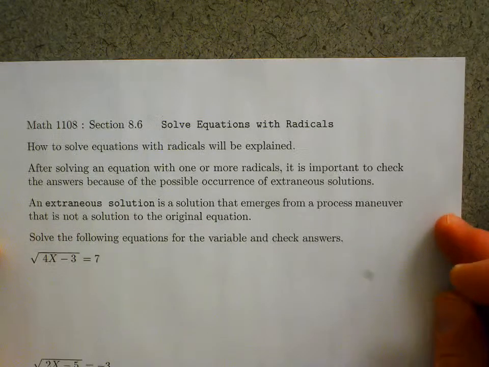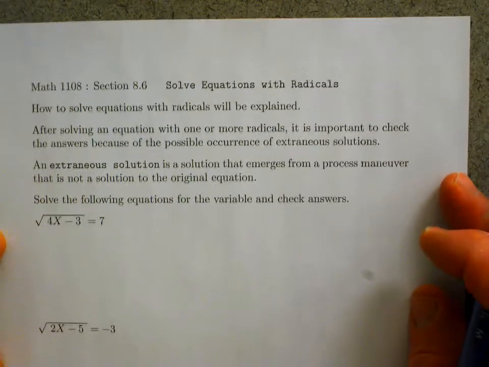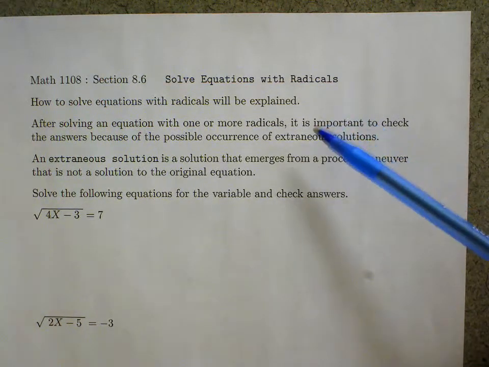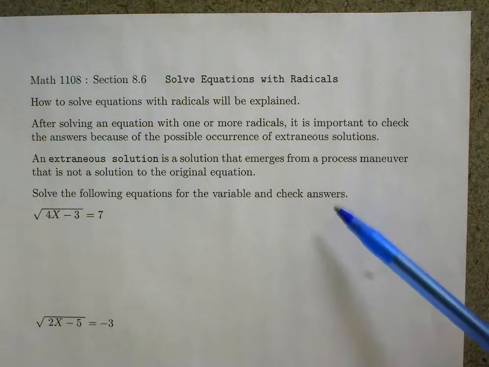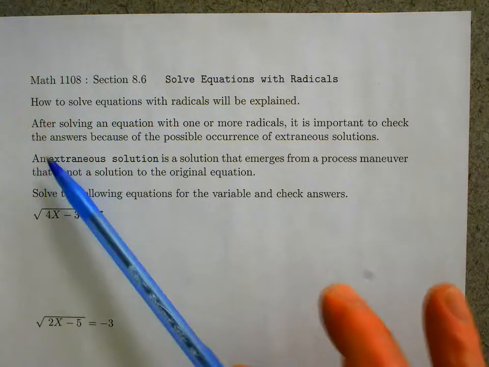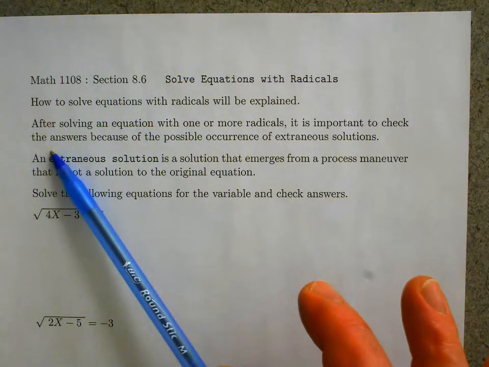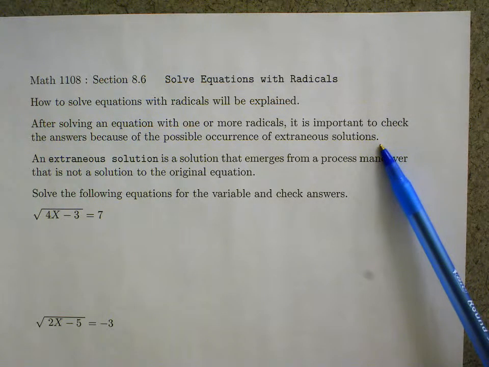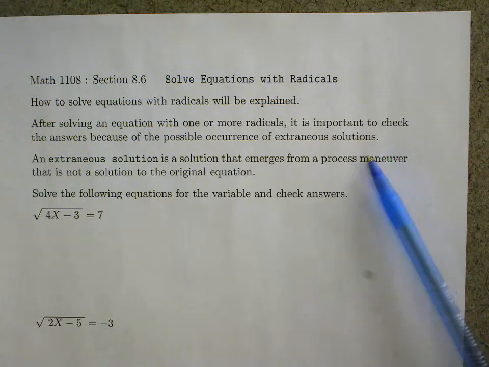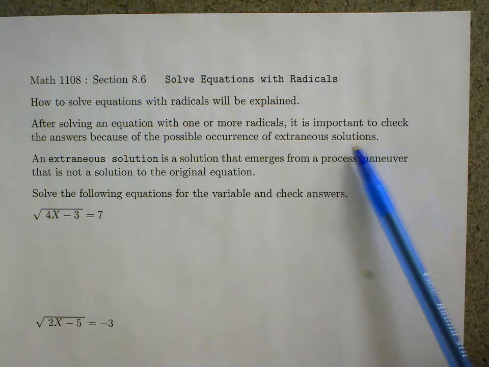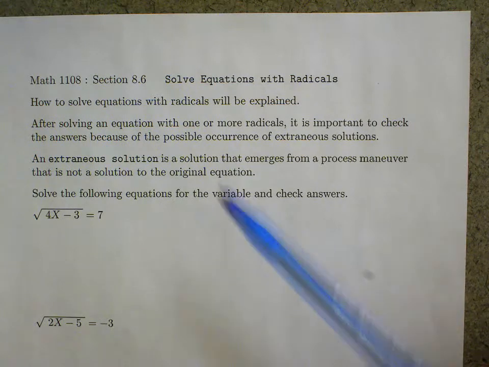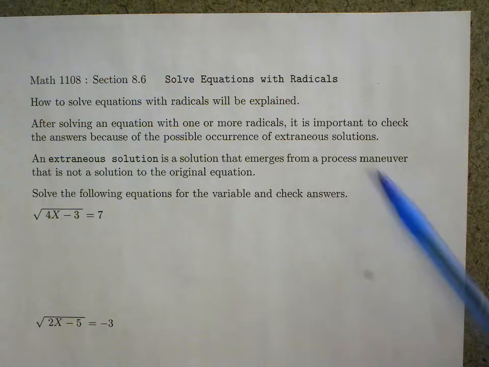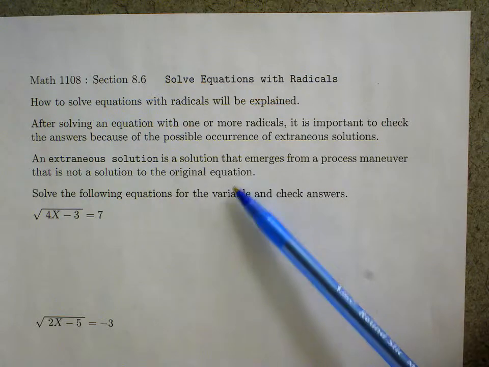Okay, in Section 8.6, solve equations with radicals. How to solve equations with radicals will be explained shortly. But first, this comment: after solving an equation with one or more radicals, it is important to check the answers because of the possible occurrence of extraneous solutions. An extraneous solution is a solution that emerges from a process maneuver that is not a solution to the original equation.